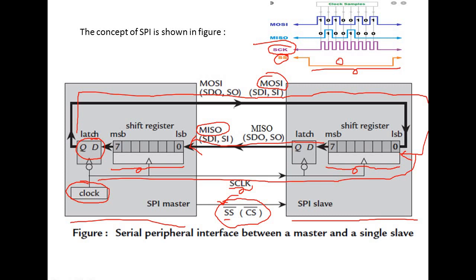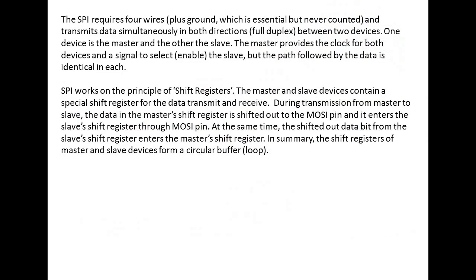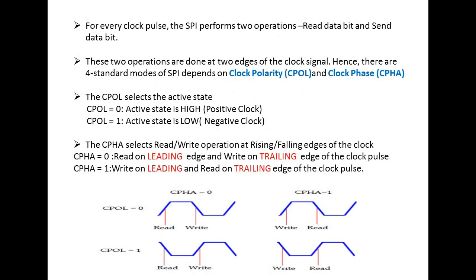Here in SPI, the master can select the clock polarity and clock phase. Remember these two words, clock polarity and clock phase. In addition to setting the clock frequency, the master must also configure the clock polarity and phase with respect to the data. And for every clock pulse, the SPI performs two operations, reading data bit and sending data bit. It is reading the data bit and sending the data bit for every clock pulse. Remember this one.